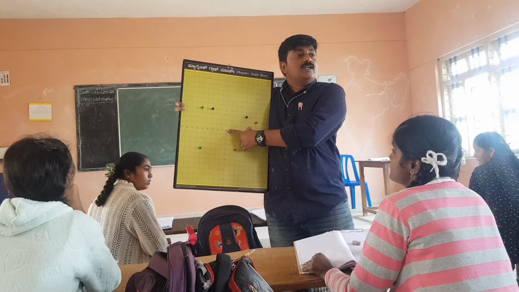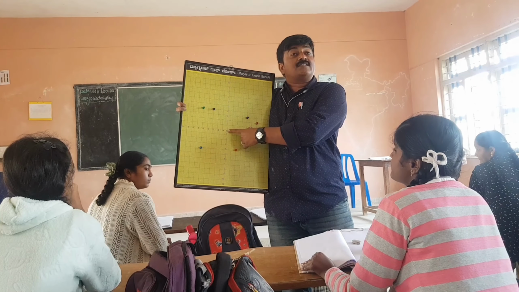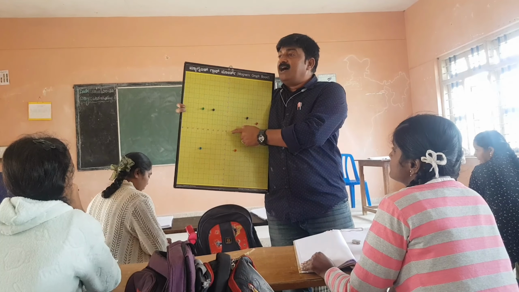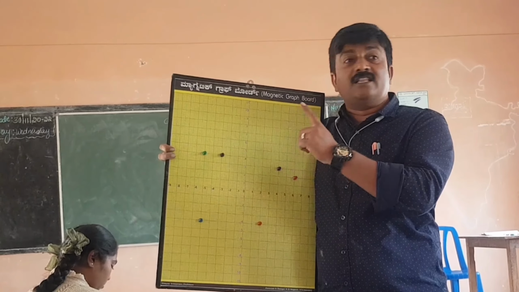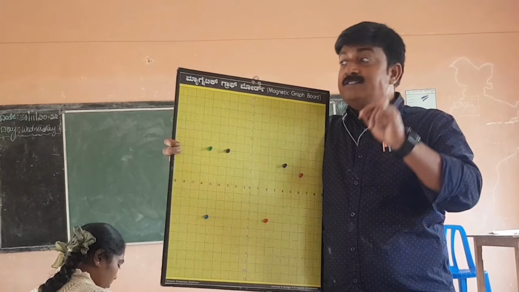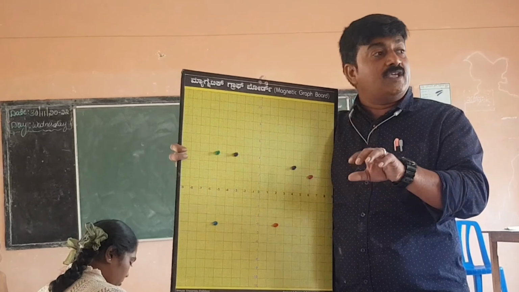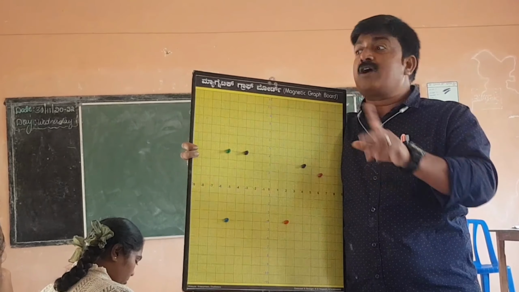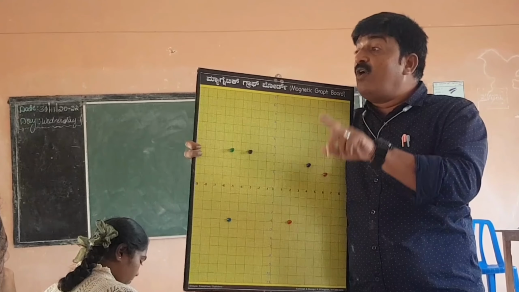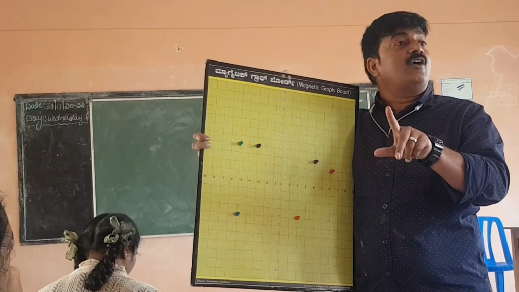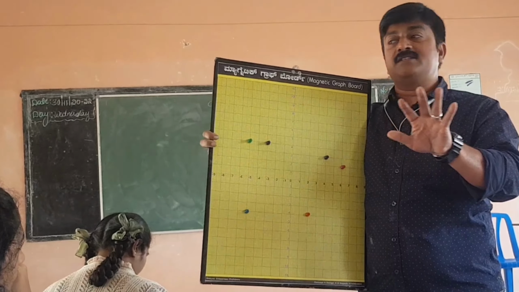Very important. The x axis and y axis intersect. Very good. The other value is zero. The coordinates of the origin are zero, zero.